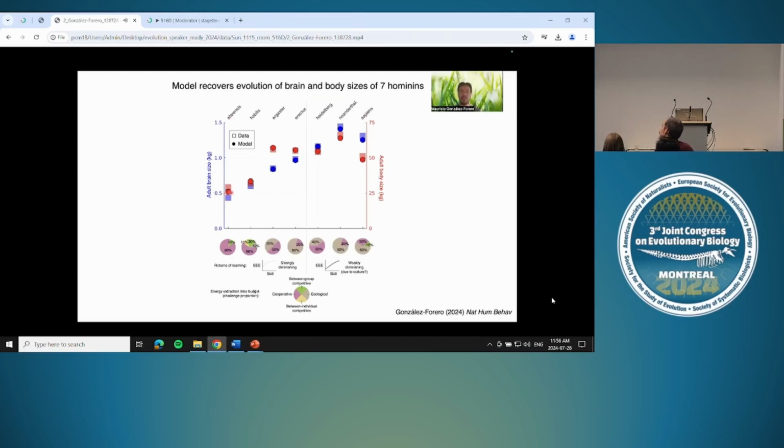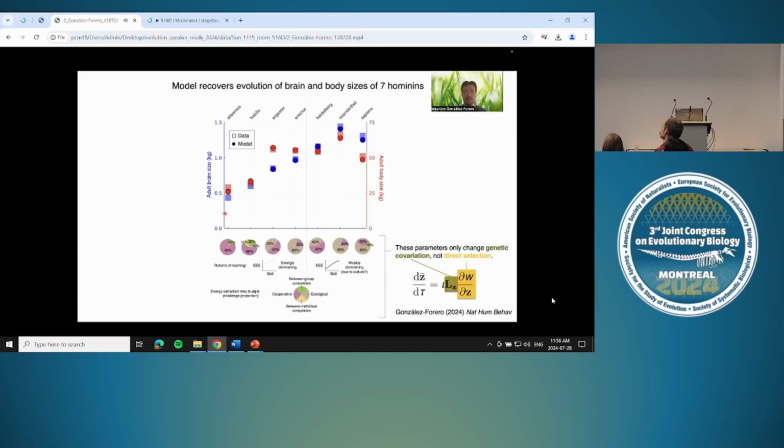The circles are the predicted values by the model when we have the parameter values indicated by these pie charts right here. So we don't have to worry about what those parameter values are, but what this means is that we can recover the evolution of the brain and body sizes of all these different species by changing parameter values. And now we can actually use the machinery of the theory to prove that what these parameter values are doing is only changing genetic covariation. They are not changing selection for anything.